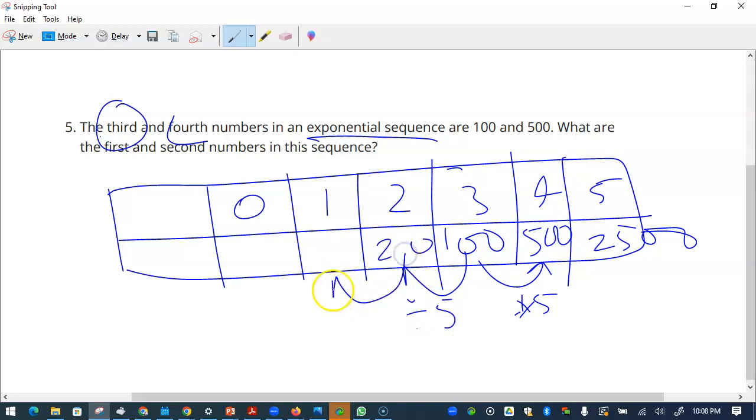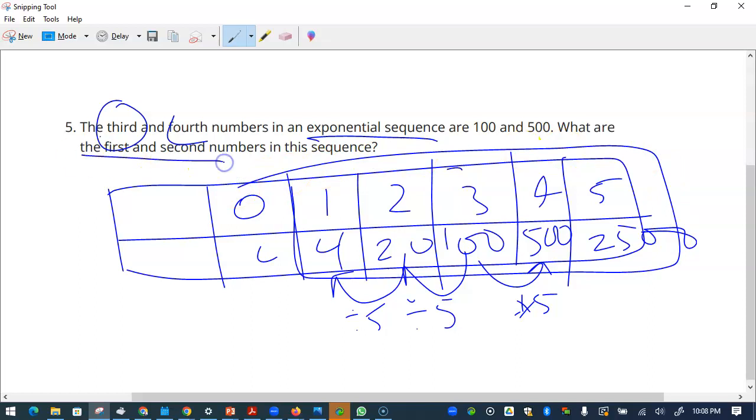Then go backward, divide by 5, you get 4. And that's how they're asking for the first and the second number. So done. Let's go to the next.